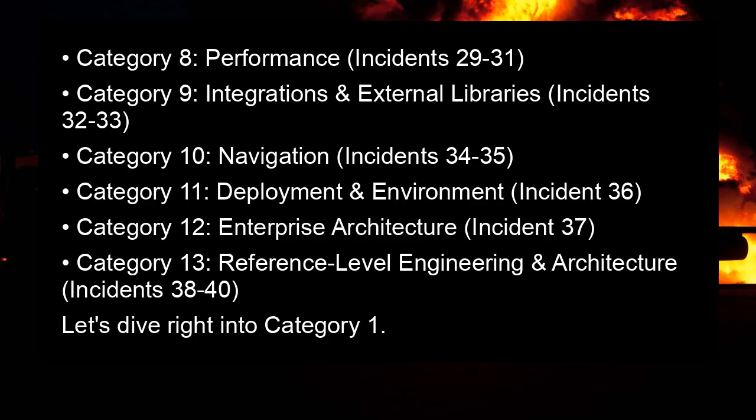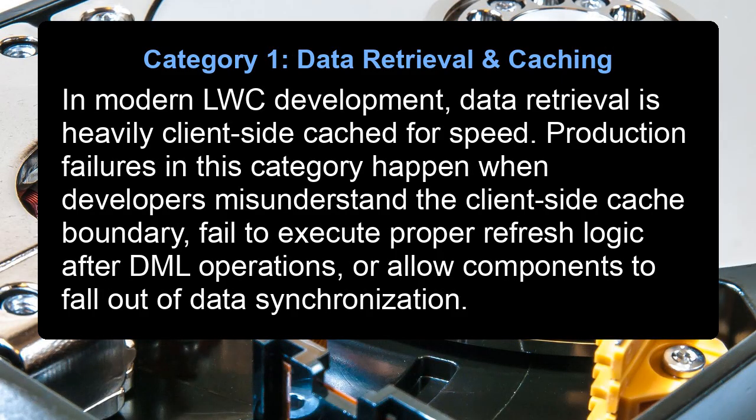Category 11, Deployment and Environment, Incident 36. Category 12, Enterprise Architecture, Incident 37. Category 13, Reference Level Engineering and Architecture, Incidents 38 to 40. Let's dive right into Category 1. Category 1, Data Retrieval and Caching.